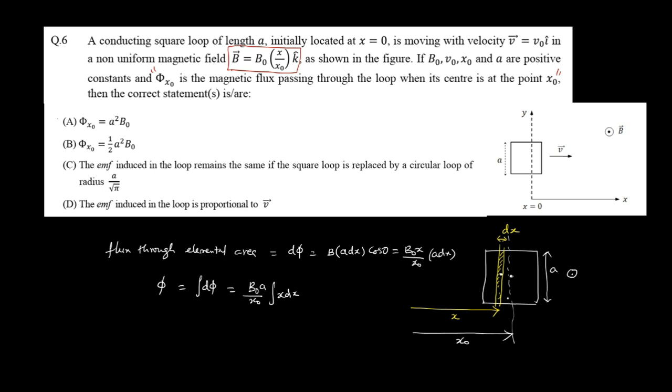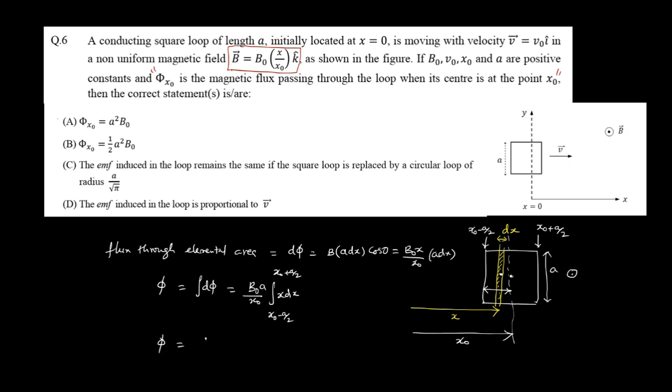Now what are the limits? That's very important. The center position is given as x naught. Then this end will be x naught minus a by 2, since this is a by 2. Again this will be a by 2, so the other end is at x naught plus a by 2. That means I need to integrate from the left side to the right side, from x naught minus a by 2 to x naught plus a by 2. That is the way we decide. However you take the variable, according to the variable you have chosen, the integration limits will be decided.